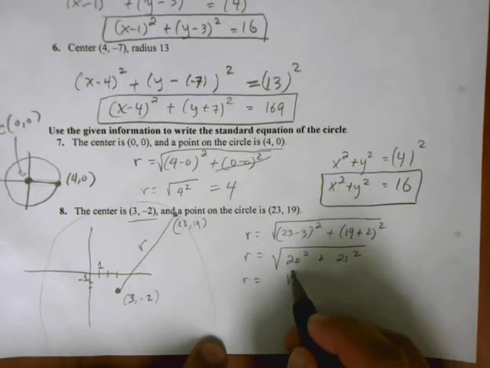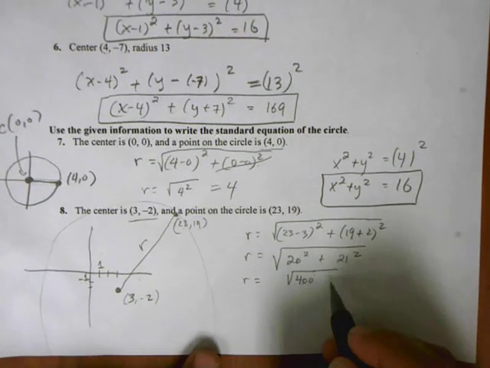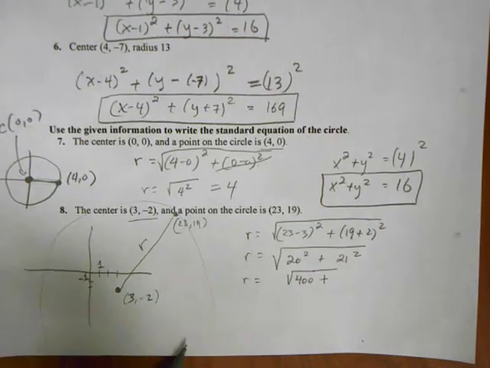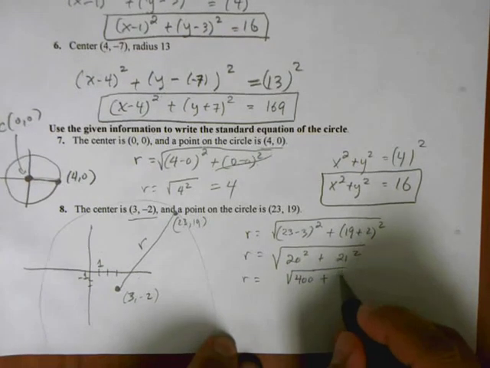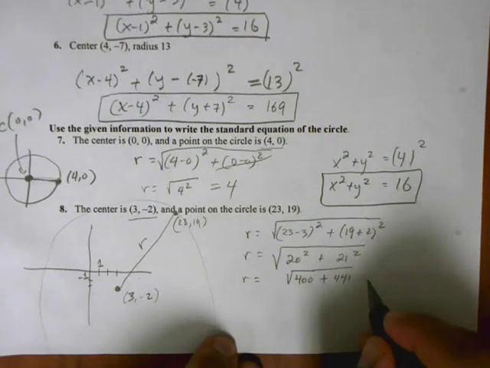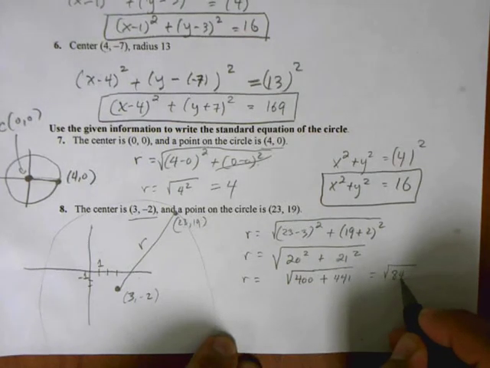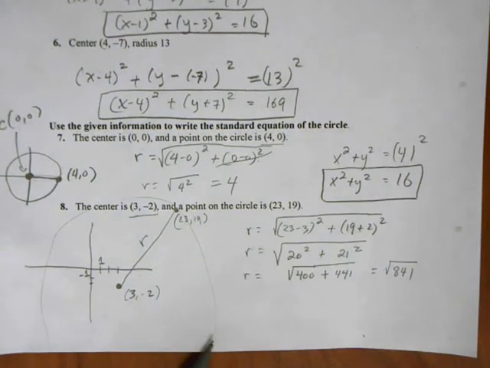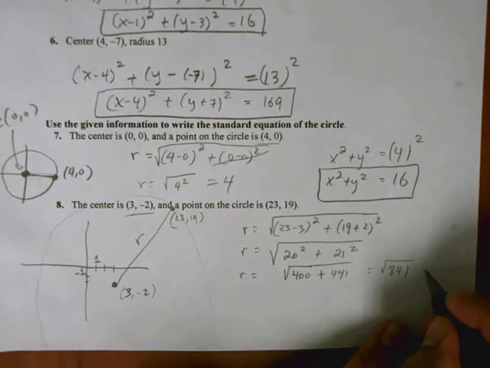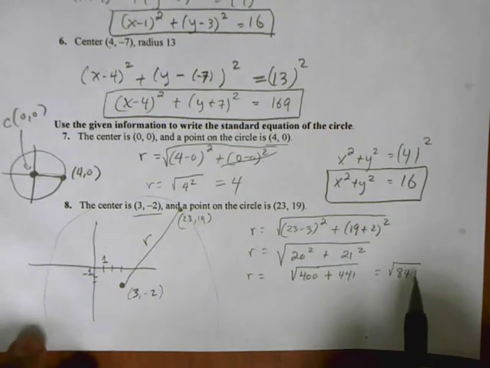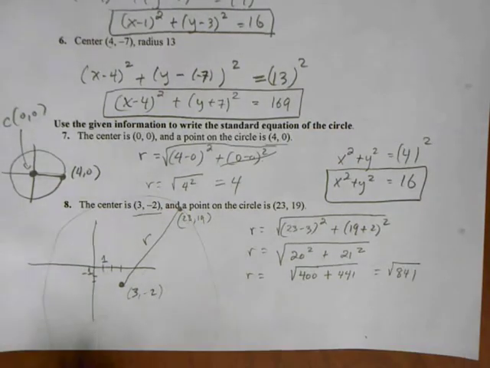That's the radius is equal to the square root of 400 plus 21 squared, which is 441. And that's equal to the square root of 841. And I can leave this as is. Normally I would have to write this in simplest radical form, but you'll see in a minute why this isn't necessary.